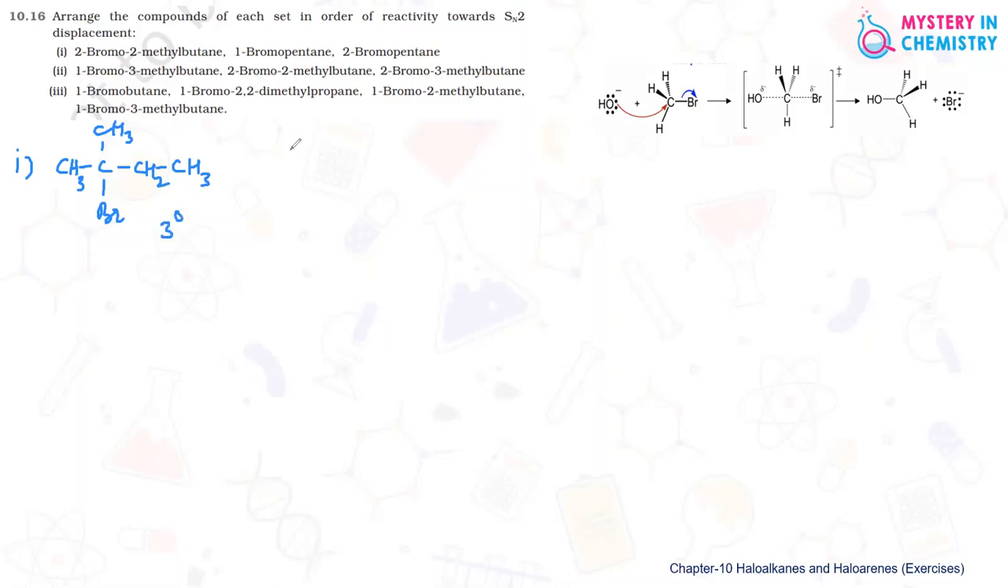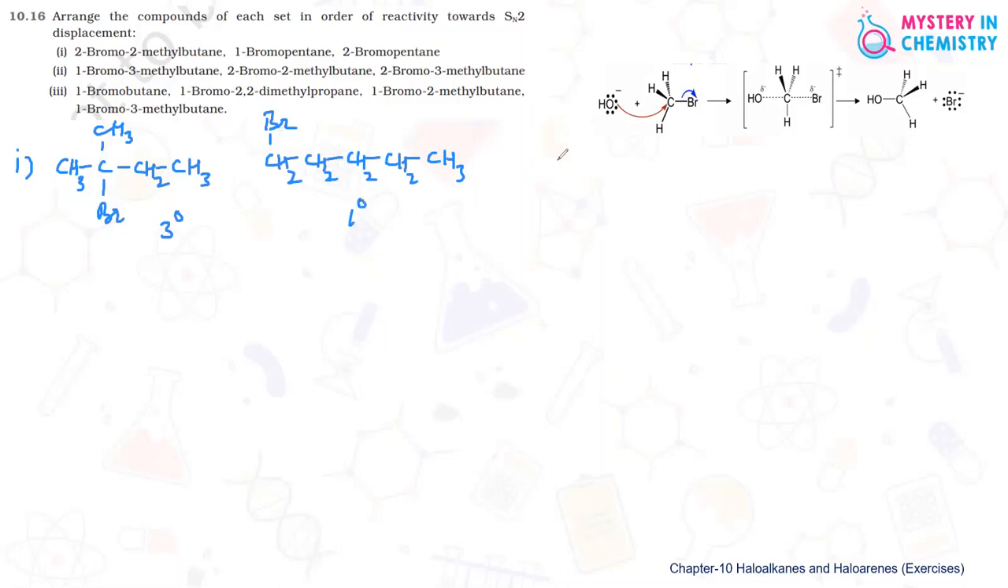And now next one is 1-bromopentane. 1-bromopentane is pentane, that means 5 carbon in one line. And 1-bromo, that means the first carbon is containing bromine. So this is CH2, CH2, CH2, CH2, and this is pentane. 1-bromopentane. This one is primary halide.